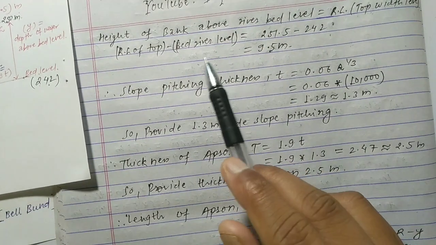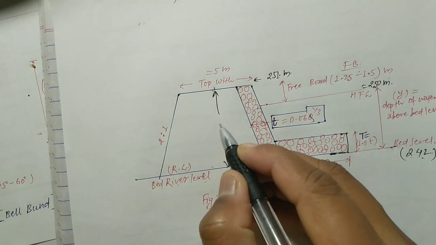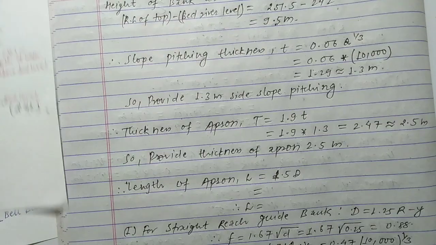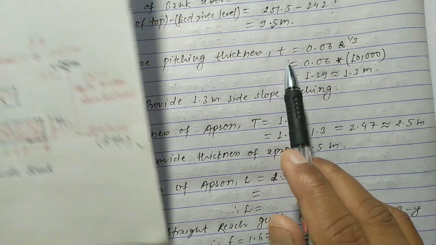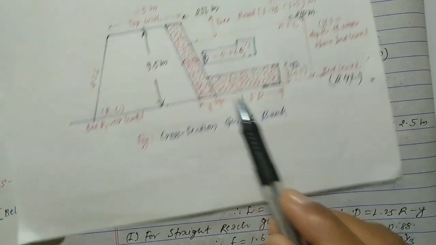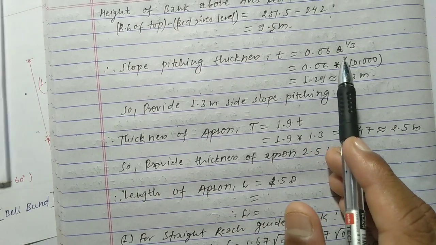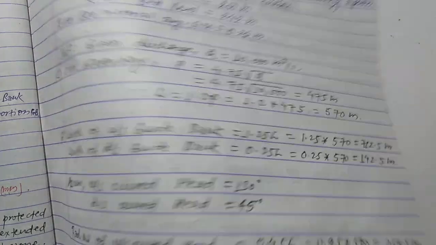Okay, then we get the value of height of bank equal to 9.5 meter. So this value becomes 9.5 meter. Okay, this is the height of Grad bank. Now we have to calculate the slope pitching thickness, that is the value of small t. This small t we can calculate: small t equal to 0.06 times of Q to the power 1 by 3, as we discussed in design step number 4.